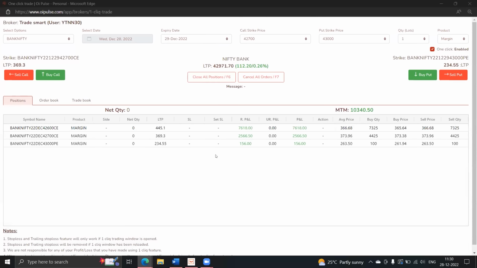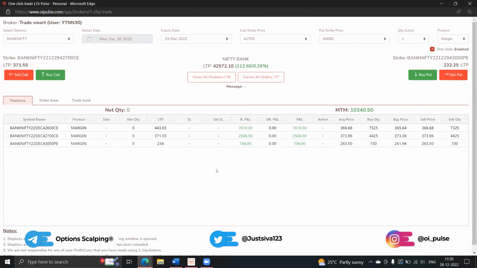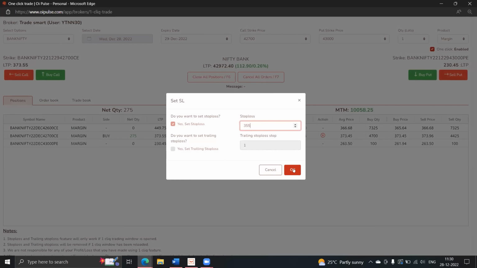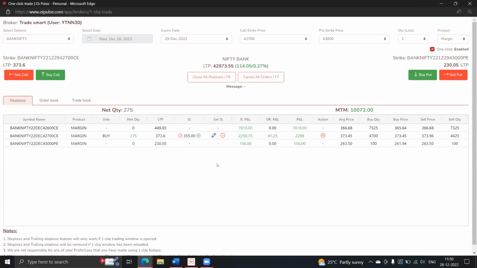Guys, even if the market goes against you, the only thing is, we have given you the stop loss. You just needed to place your stop loss wherever you wanted to place it. You just place it. That's it. If you wanted to place that stop loss at 355, you place it. And if the market is giving you a move, then you trail it. Done.